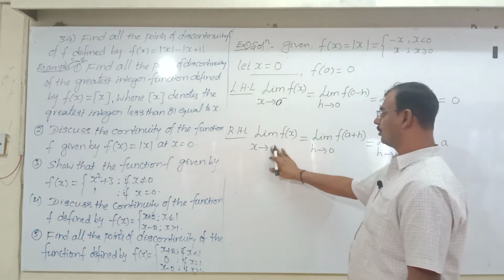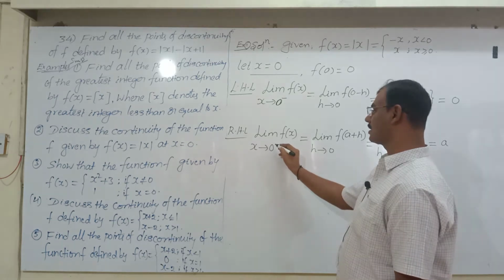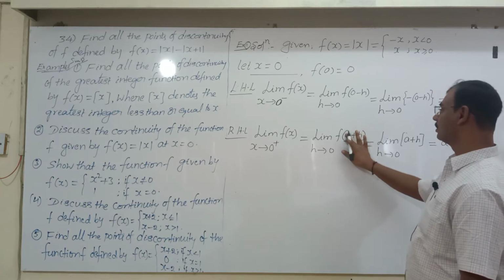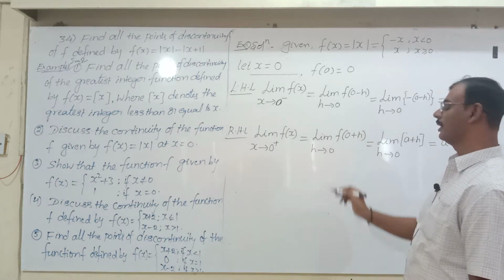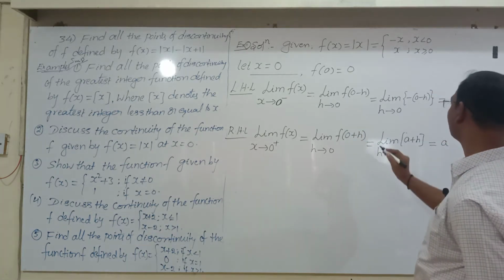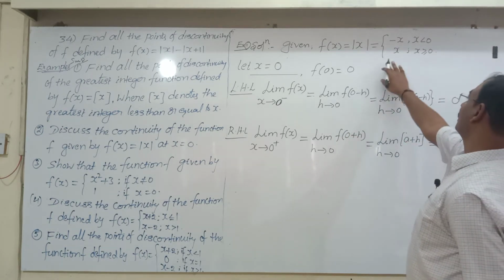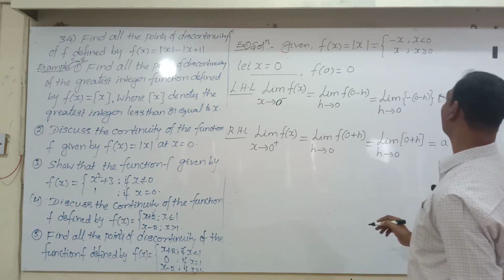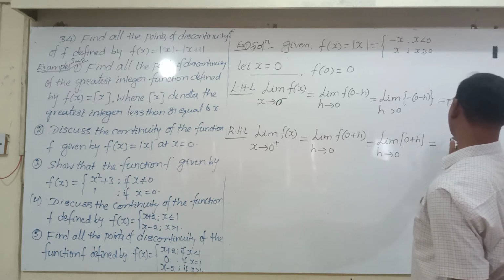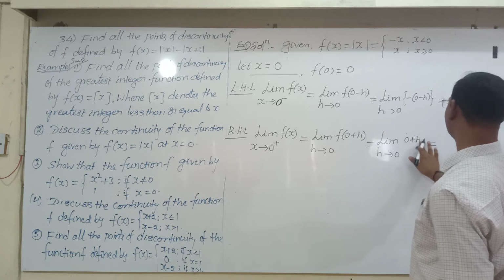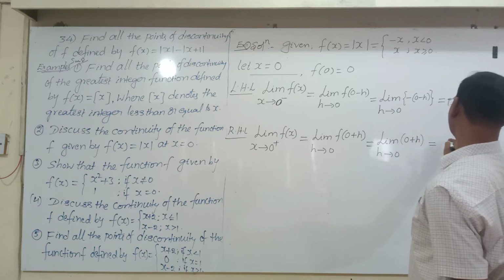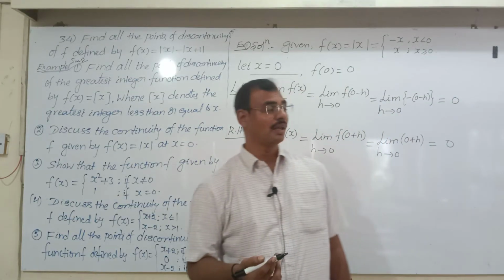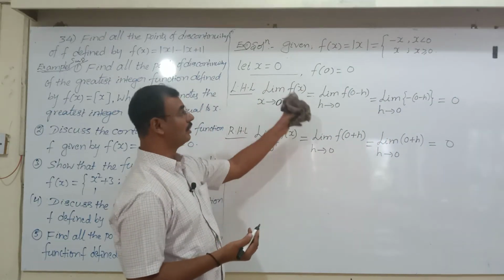In the same way, we have to find out the right hand limit. Limit x tends to 0 plus f of x. So limit of f of 0 plus h as h tends to 0. When x is more than 0, f of x is x. Substitute 0 plus h here. Apply the limit, this also becomes 0. So in all cases, the left hand limit, right hand limit and f of 0 are all equal.